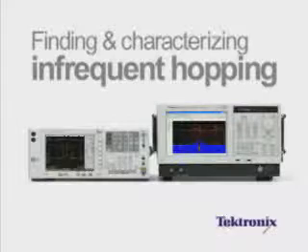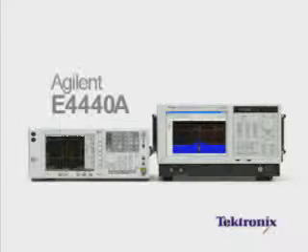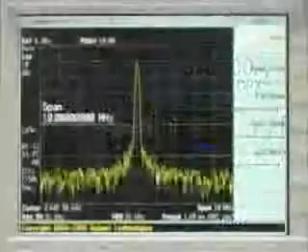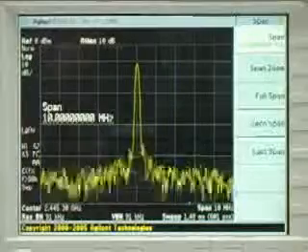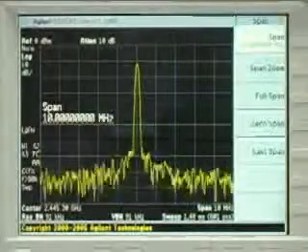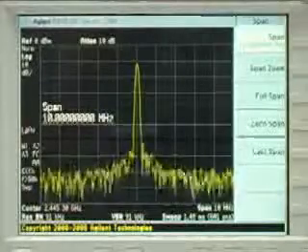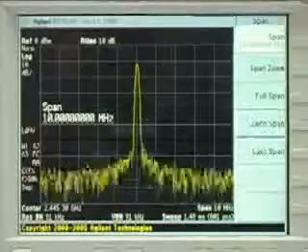This is one of several scenario comparisons between a swept spectrum analyzer such as the Agilent E4440A or PSA and the Tektronix RSA5100A with DPX. Starting with the PSA, we'll use a scenario of an unknown problem with a device under test. We know there's a problem with the device, but we have no idea what the problem is or what it looks like. Now let's look at how to go about troubleshooting that problem.